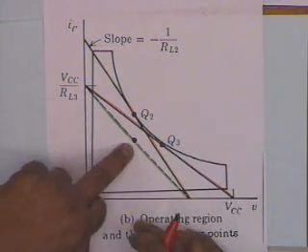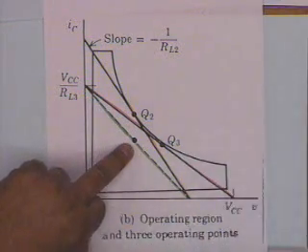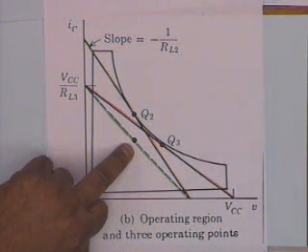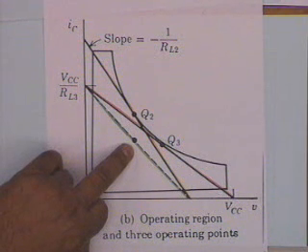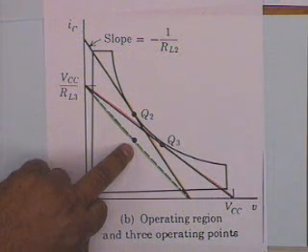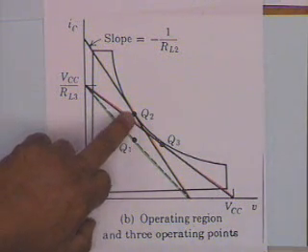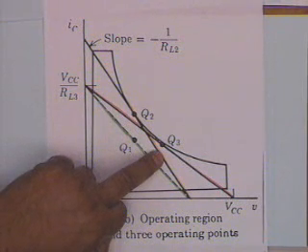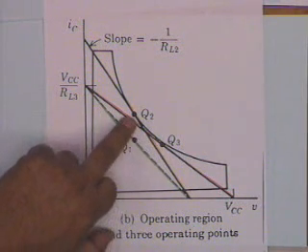Alright, so Q1 is not a good Q point as far as a power amplifier is concerned. For a power amplifier, the Q point should preferably be on the power dissipation hyperbola. That means either Q2 or Q3 should be a proper choice. Let's look at Q2.